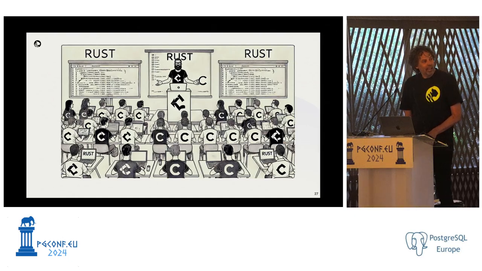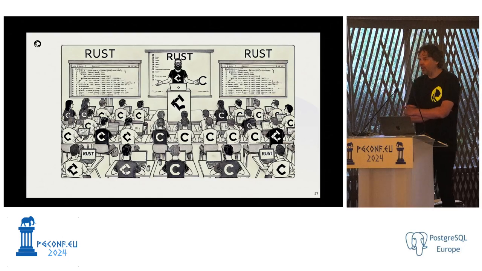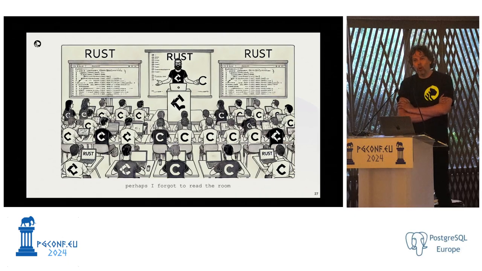So here's something that ChatGPT made for me. It's meant to be a Rust person talking to a whole bunch of C developers. And the message there is, perhaps I forgot to read the room. So this is the internals track at a Postgres conference. There's probably quite a few people who are really experienced with C. What would they get out of PGRX? I think I've explained that.